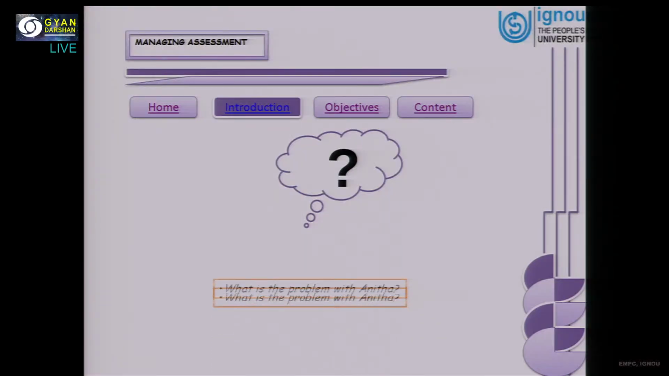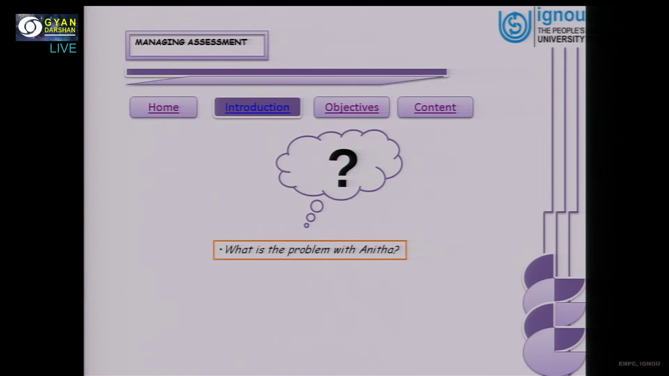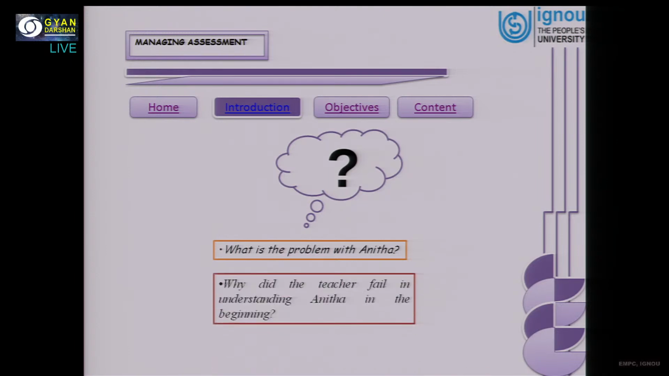What is the first question? The first question is, what is the problem with Anita? At the beginning of the case, we can see that she is a quiet girl and she is doing all the things. But why is she keeping away from the group, or when the group assignments are done? What is her problem? Here comes the next question: why did the teacher fail in understanding Anita in the beginning? These two questions are relevant when we deal with each learner.